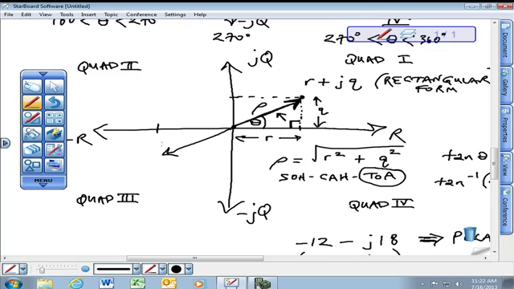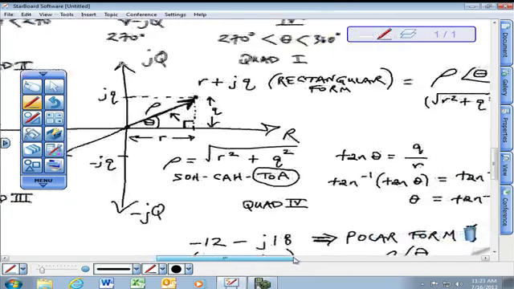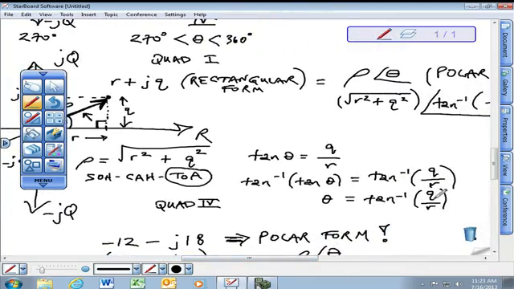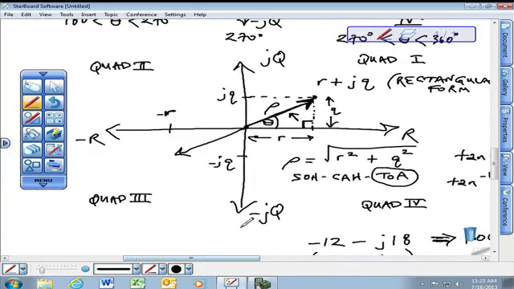But it just so happens that the magnitude of our real number is a negative r, and the magnitude of our imaginary number is a negative jq. This would have been a positive jq. So what is going to keep us from misidentifying? When we get to this formula, inverse tan of Q divided by R, if it's a negative Q divided by a negative R, a negative divided by a negative becomes a positive, and basically we think that we're in quadrant 1, but we're not. We should be in quadrant 3.